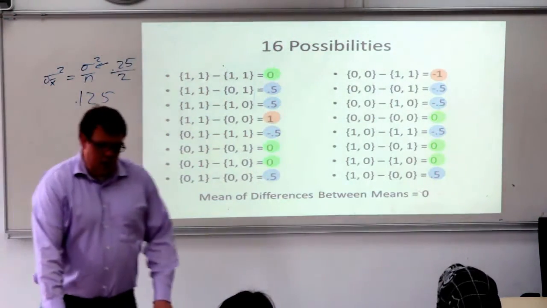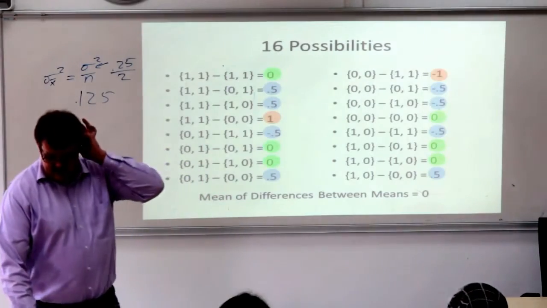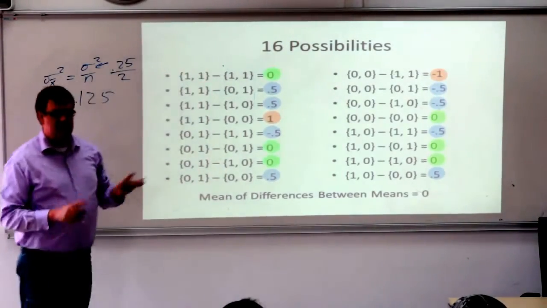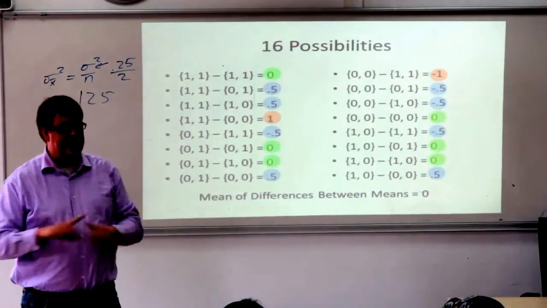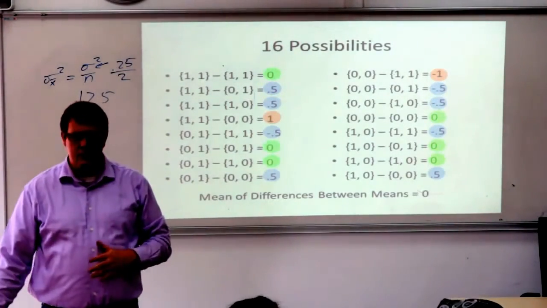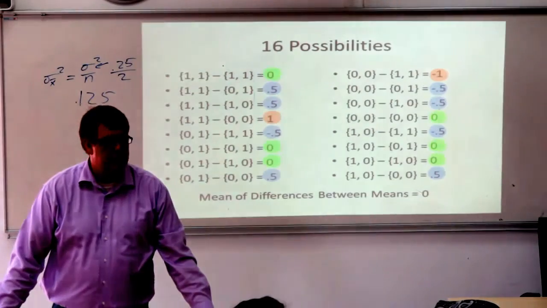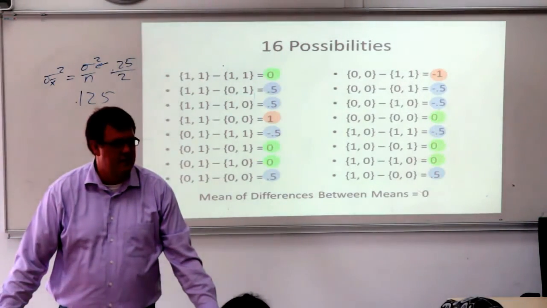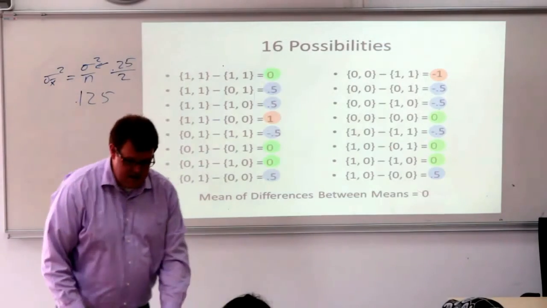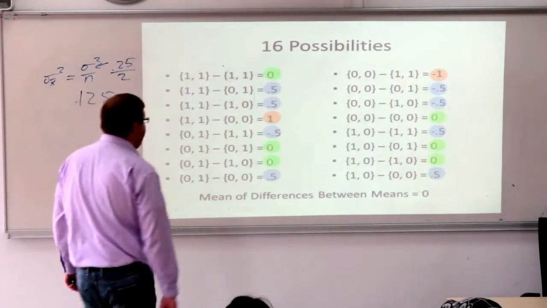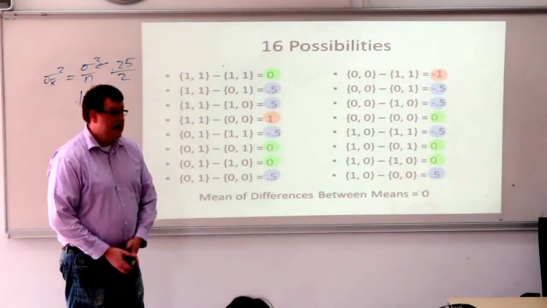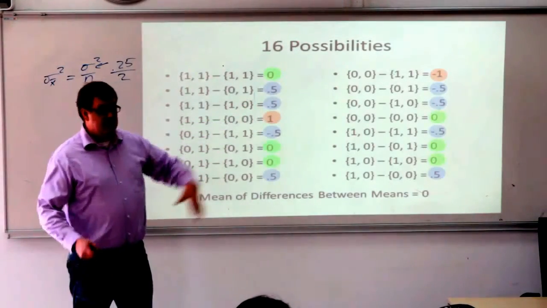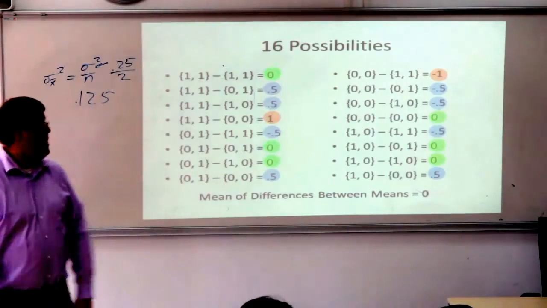So, do you think that the variance of this sampling distribution of the difference between means is going to be larger or smaller? Larger. Why? Because 1 is adding more. Yeah, before, half were 0.5s, half were 0s. Here we have half were 0.5s, but now we have some that are 1s. So this should give us a bigger estimate of the variance.